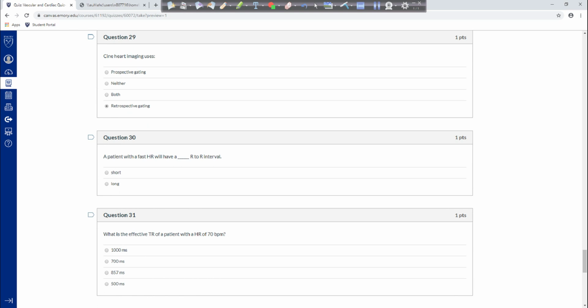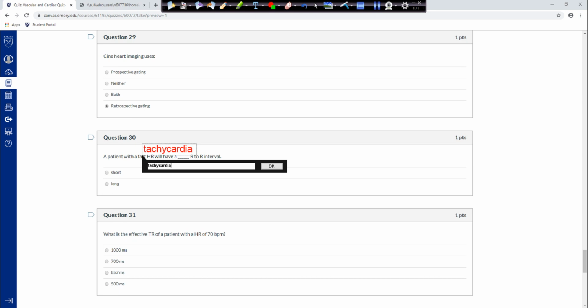A patient with a fast heart rate, what's another name for fast heart rate? What's a term for slow heart rate? So if they have tachycardia, what will the R-to-R interval be? A short, compressed R-to-R interval. Bradycardia, longer R-to-R intervals. So heartbeat is slower, so you're not going to see that peak of the R wave for a while.